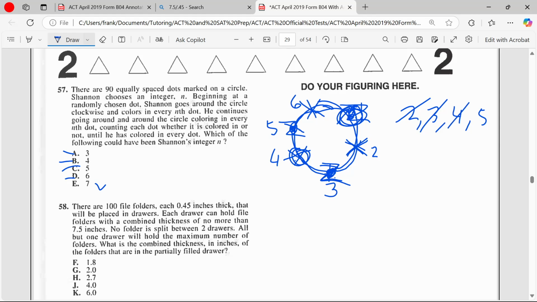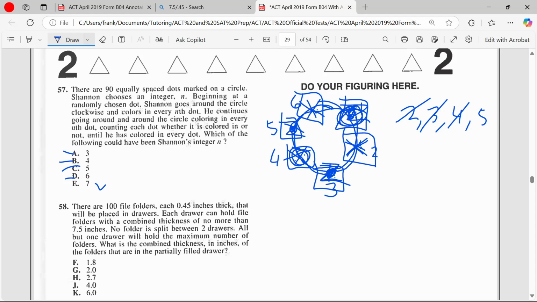And then 5. I've got to put something big there. I'll start here with 5. 1, 2, 3, 4, 5. 1, 2, 3, 4, 5. I got all of them.